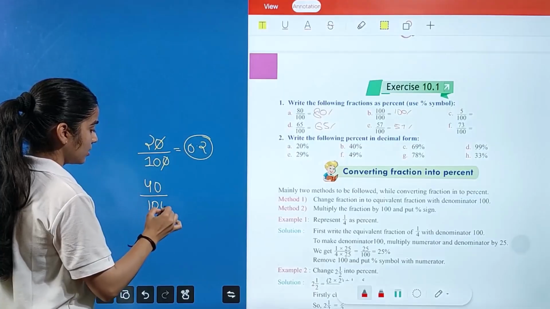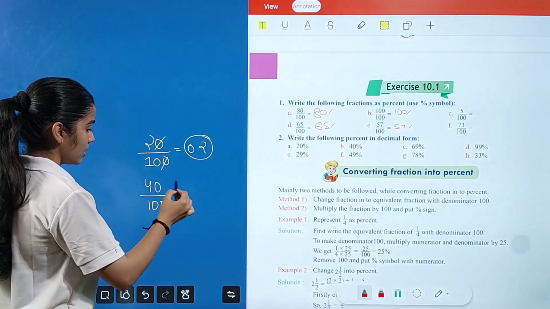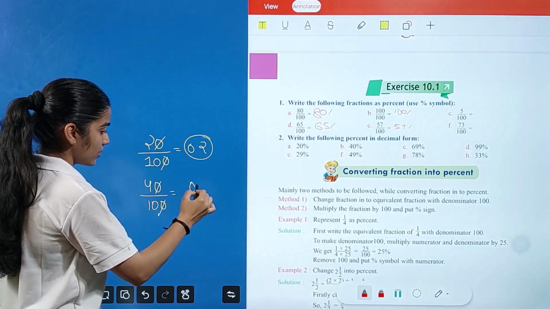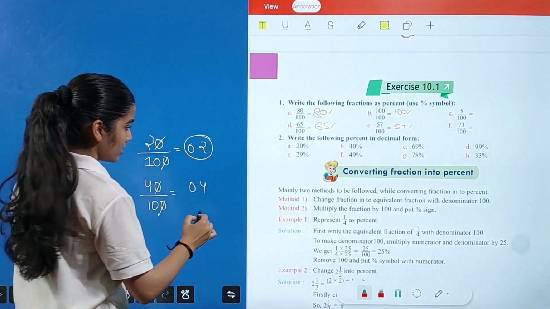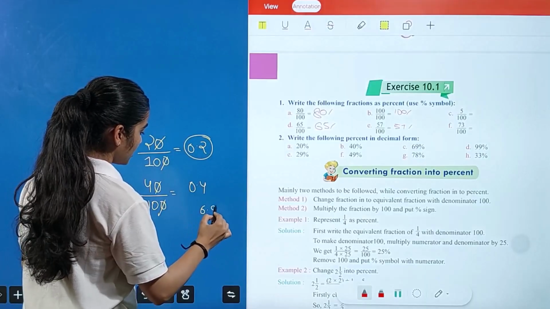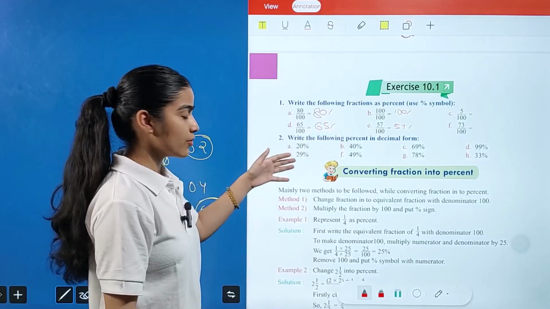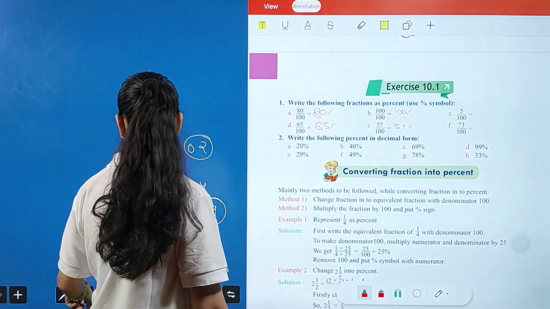40%, so 40 upon 100. Now 0 is cancelled out with 0. 0.4 is your answer. Similarly, you can find the fraction and the decimal form for the rest of the percentages we have.